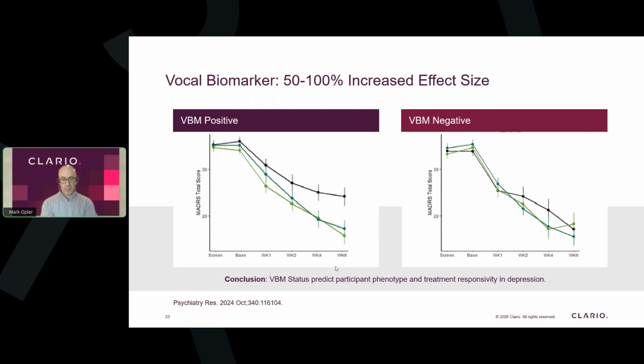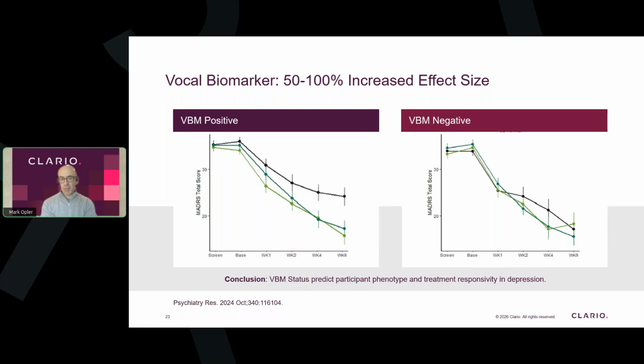And what you probably see immediately is that the vocal biomarker positive patients show a robust response to the study drug, but a meaningfully less response to placebo, shown in black, whereas the vocal biomarker negative patients on the right have no difference whatsoever. To sum up here, vocal biomarker positive patients showed about a 2 to 3-fold increase in effect size.